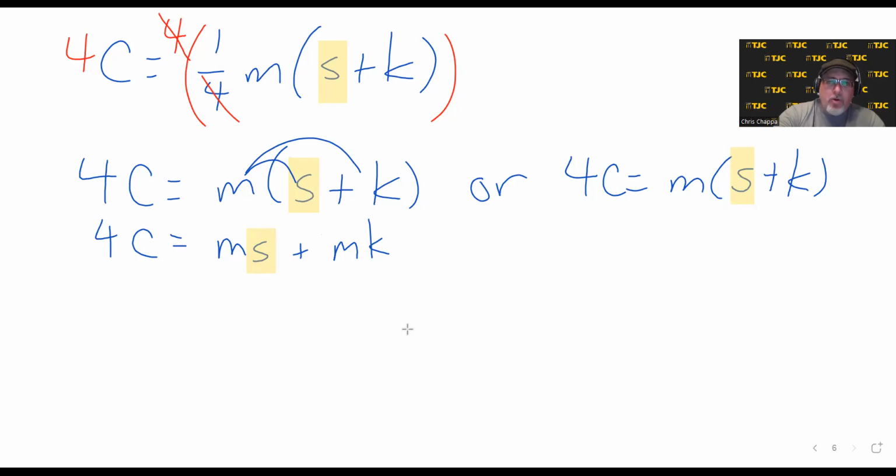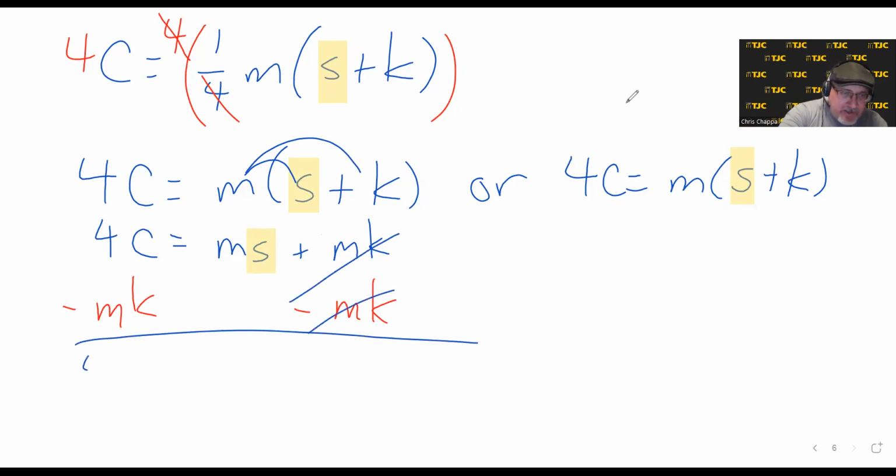So following the same protocol, we're going to get rid of the MK, which is added, and so we have to subtract it from both sides, which will cancel the plus MKs, leave 4C minus MK on one side and MS on the other.